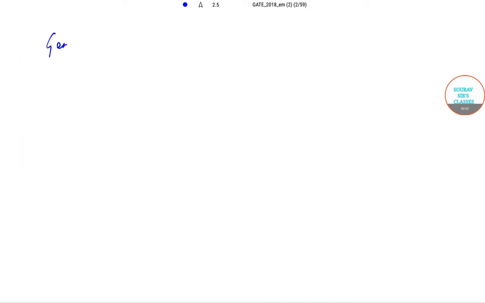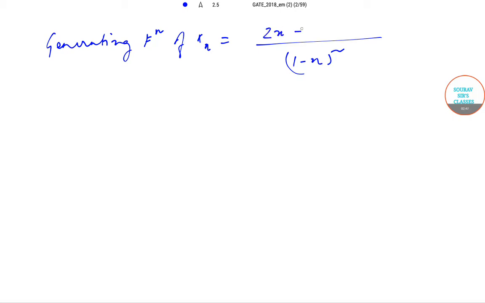Upon solving this, we'll get that the generating function of an will be equal to (1 minus x) whole square on the denominator, and on the top we'll get 2 times x plus 3 into (1 minus x). So this will give us (3 minus x) upon (1 minus x) whole square, which is the option D.